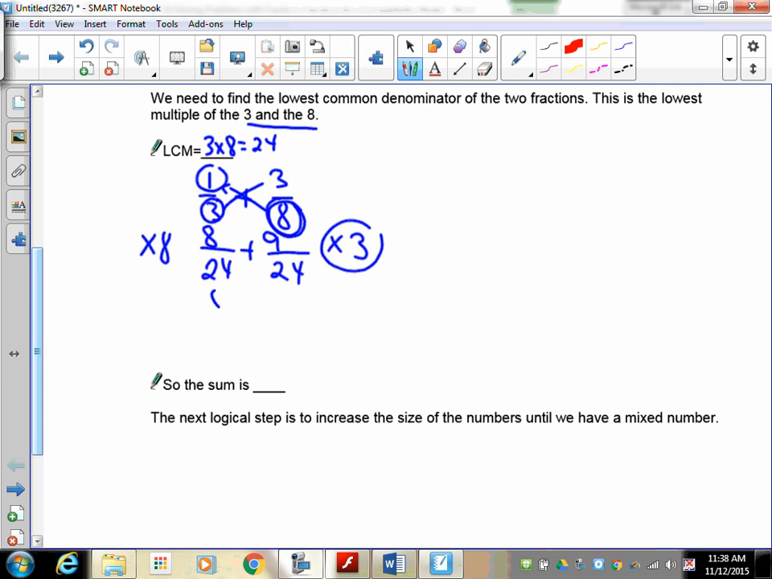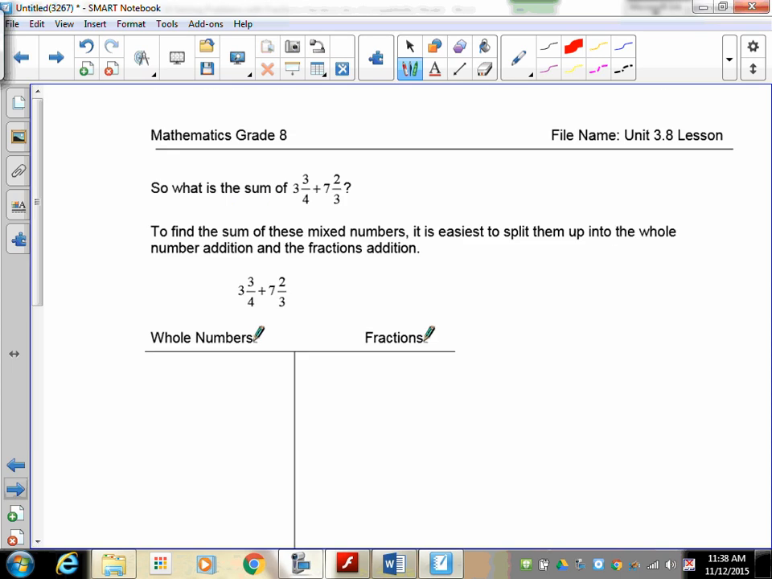So now we take 8 plus 9 over 24, and 8 plus 9 is 17 over 24. If you had to reduce, you would have to do it. So the sum is 17 over 24. The next logical step is to increase the size of the numbers until we have a mixed number. So let's go to mixed numbers.